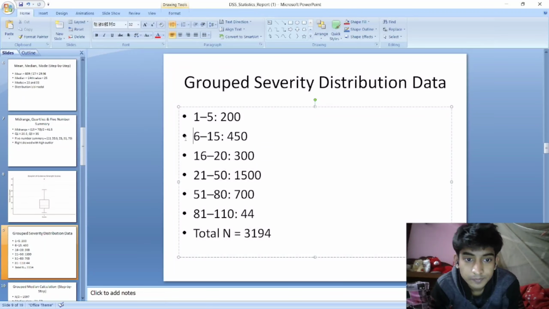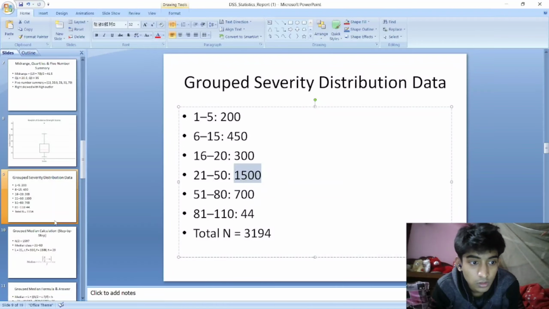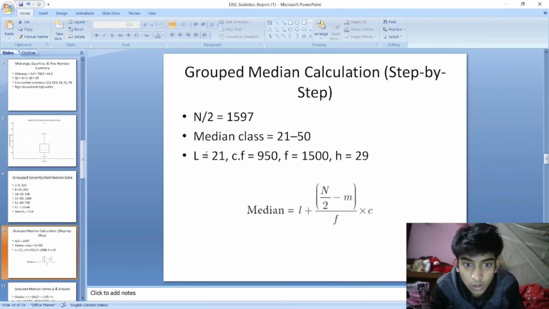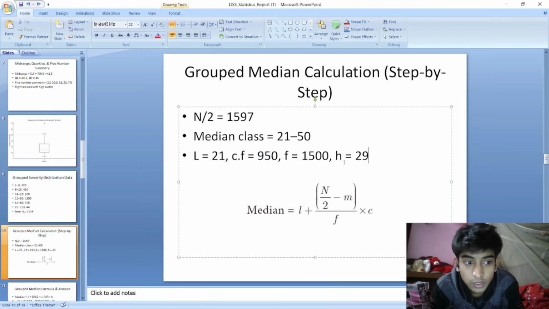We are given this data set where this is the severity index and this is the number of cases, right? So first we will calculate the total number of cases, which, after summing this up, we will get 3194. Now we will take n by 2, which is 1597. We will take the median class, that will be 21 to 50, this one. And we will take the L, which is 21. We will take the cumulative frequency for all this data, and for the median class, the cumulative frequency would come out to be 950, right?